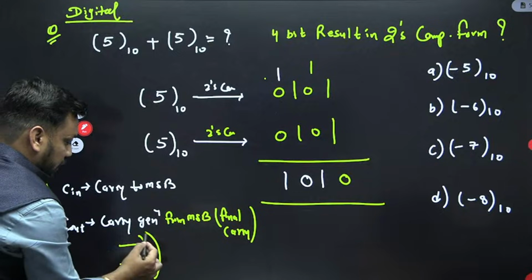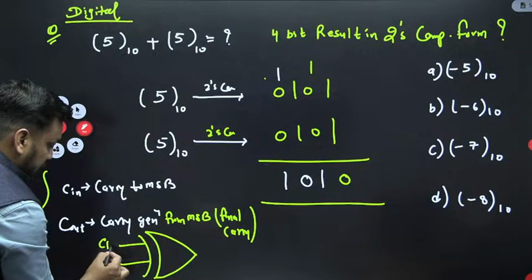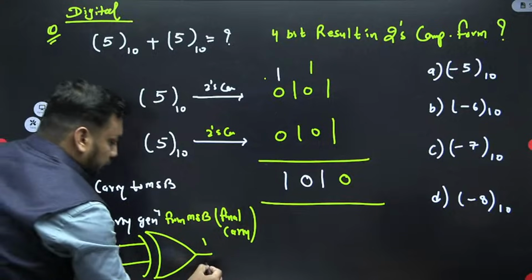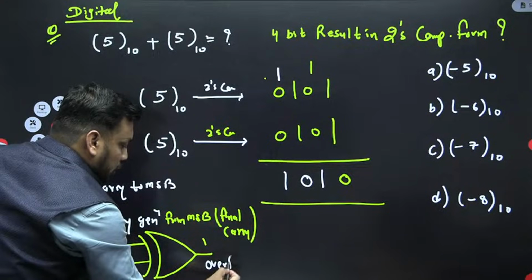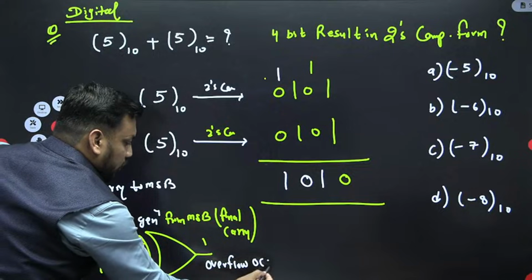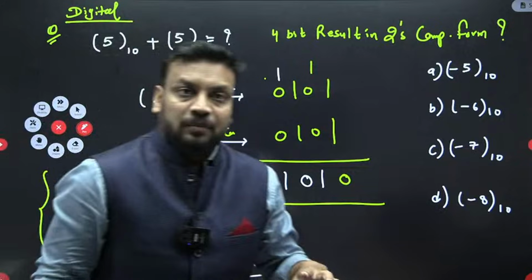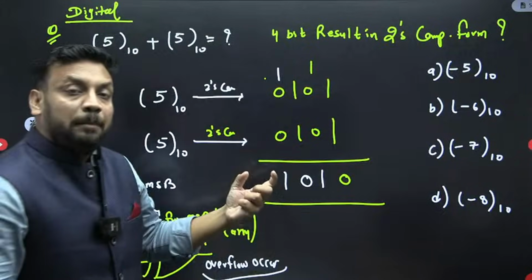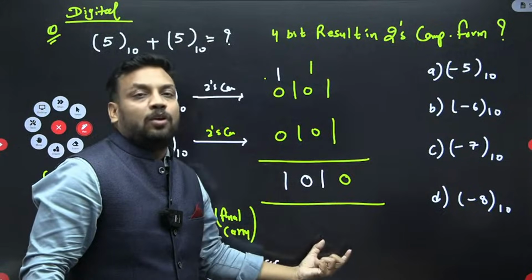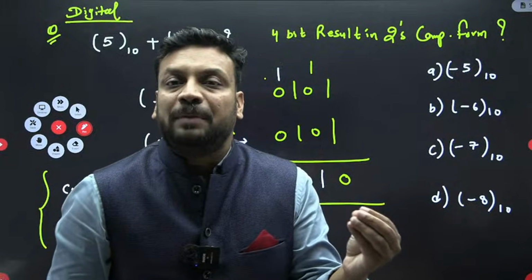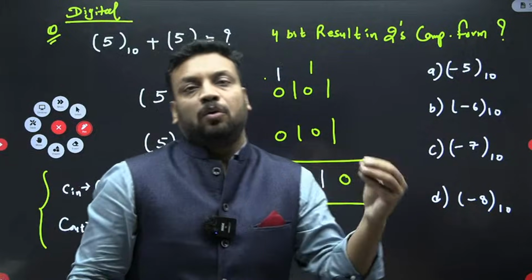So what is the overflow condition, guys? The overflow condition is C in XOR C out. If the result is 1, then overflow occurs. So first of all, here overflow occurs. Why does overflow occur? Because 5 plus 5 is 10, and of course 10 is a positive number, but 10 we cannot represent in 4 bits. To represent 10 in a 2's complement form, minimum 5 bits are required, and that is why the overflow occurs.